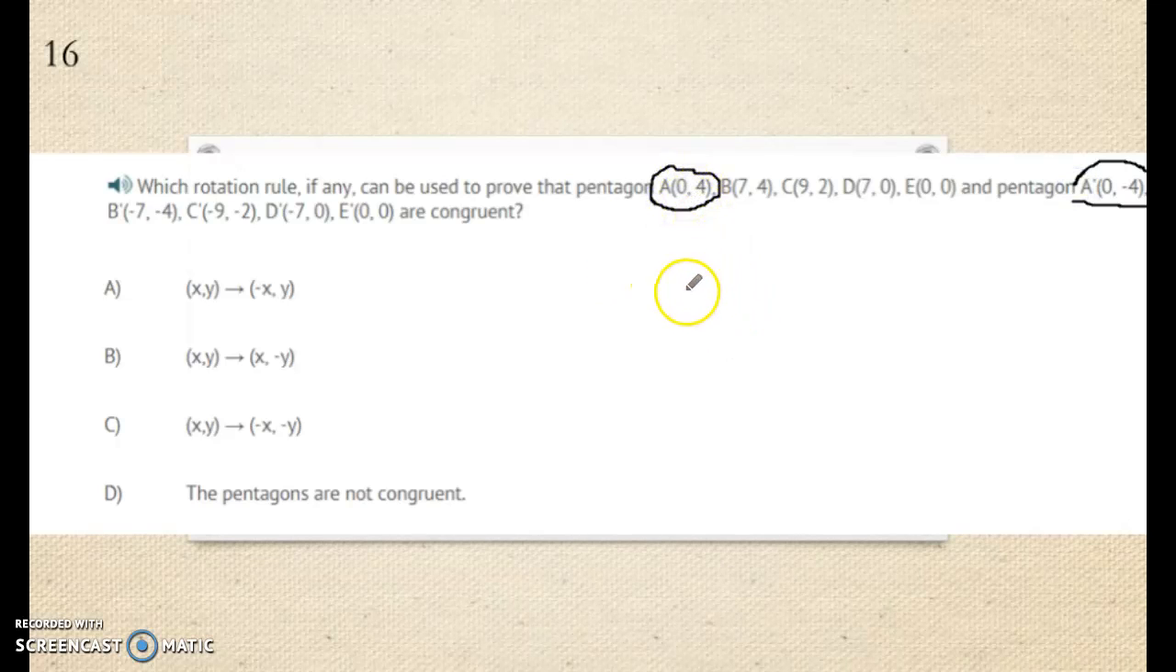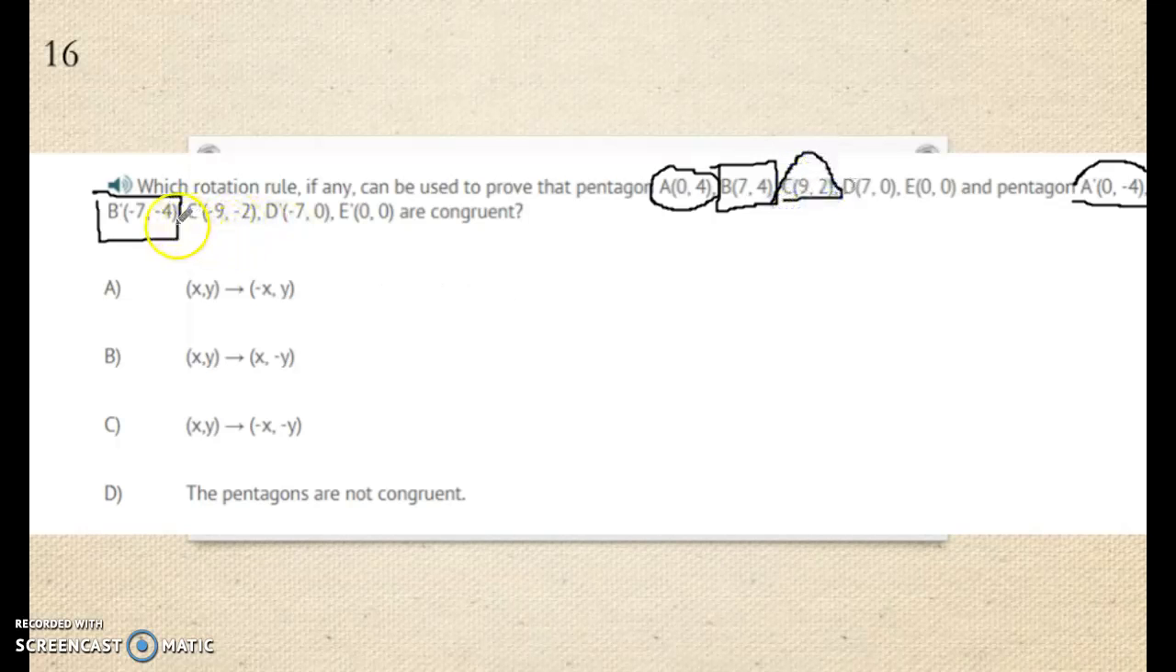So it looks like the only difference I see on A is that the Y value changes signs. But let me go ahead and check another one. Let's check B and B prime. Here you can see that the X values and the Y values change signs.